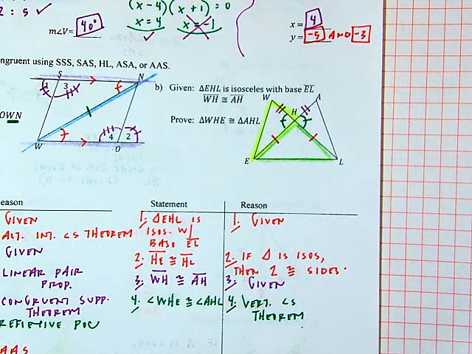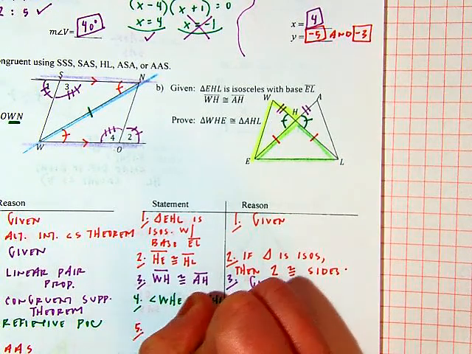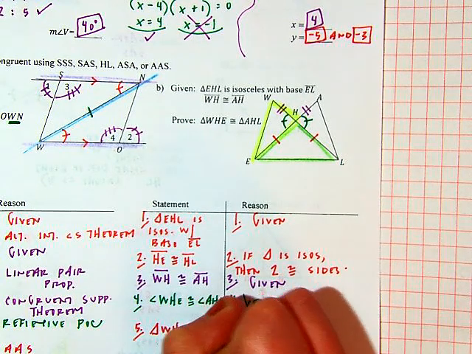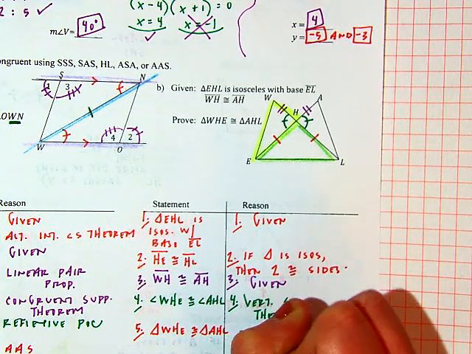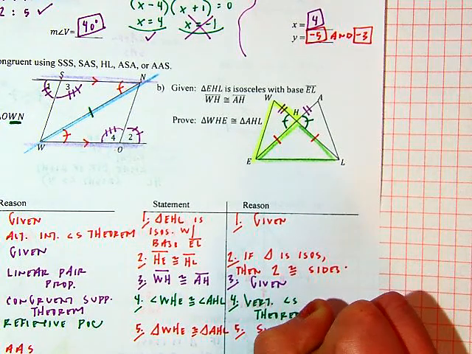All right, so now I have two pairs of corresponding sides, and I have their included angles as well. So this would be an example of side angle side. So I can reach my conclusion that triangle WHE is congruent to AHL. Side angle side.